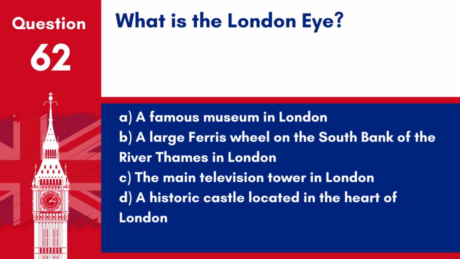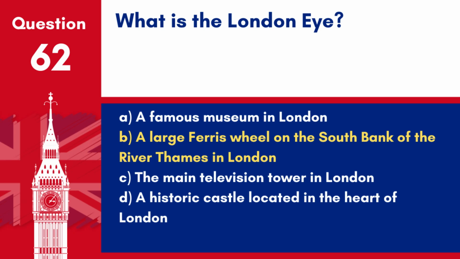Question 62. What is the London Eye? A. A famous museum in London. B. A large Ferris wheel on the south bank of the River Thames in London. C. The main television tower in London. D. A historic castle located in the heart of London.